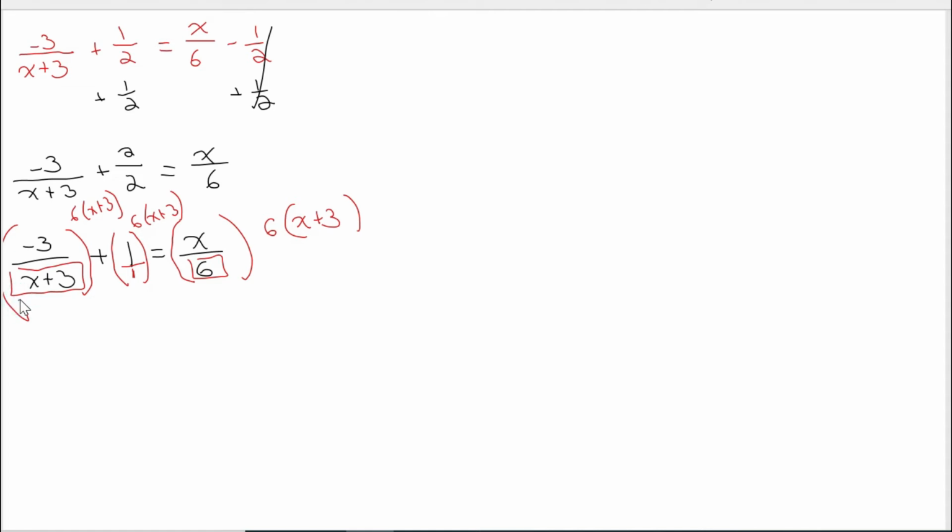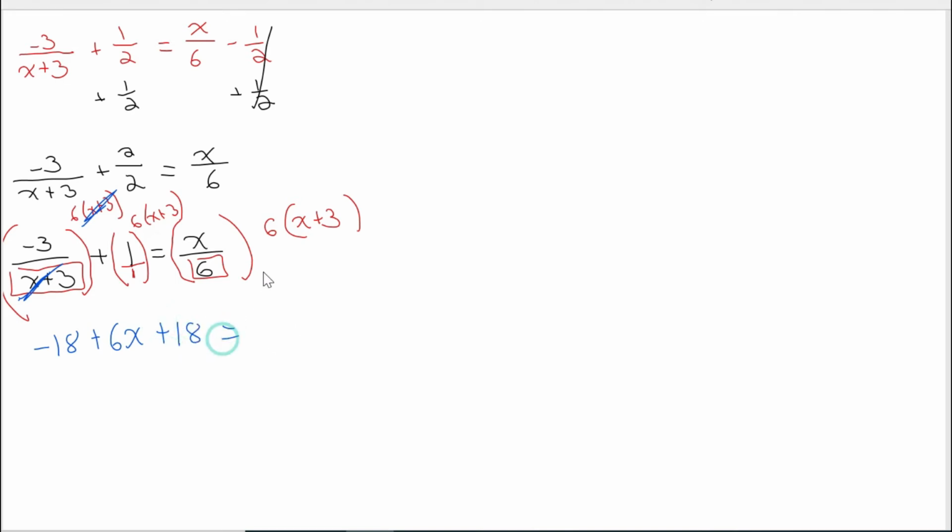So I'm going to eliminate this x plus 3 with that x plus 3. So that will give me negative 3 right here times the 6, which will give me negative 18. Now, remember, I multiply 6 times x plus 3, so that will give me positive, I'm just going to do it here, 6 times x will give me 6x. 6 times 3 will give me positive 18.